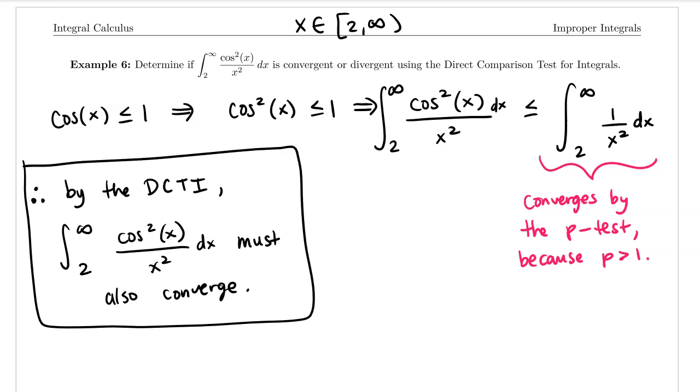So there's our final answer, and if you're taking my class, it's very important that you name drop these theorems and things. You gotta name drop the p-test, and you gotta name drop the direct comparison test for integrals to help you come to your conclusion about whether the integral converges or diverges.